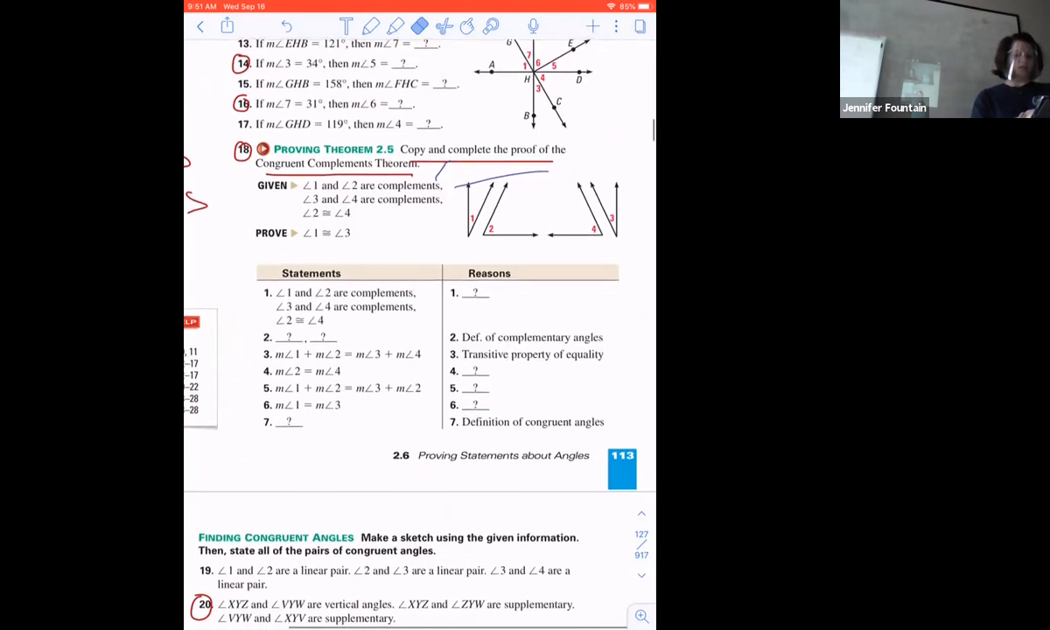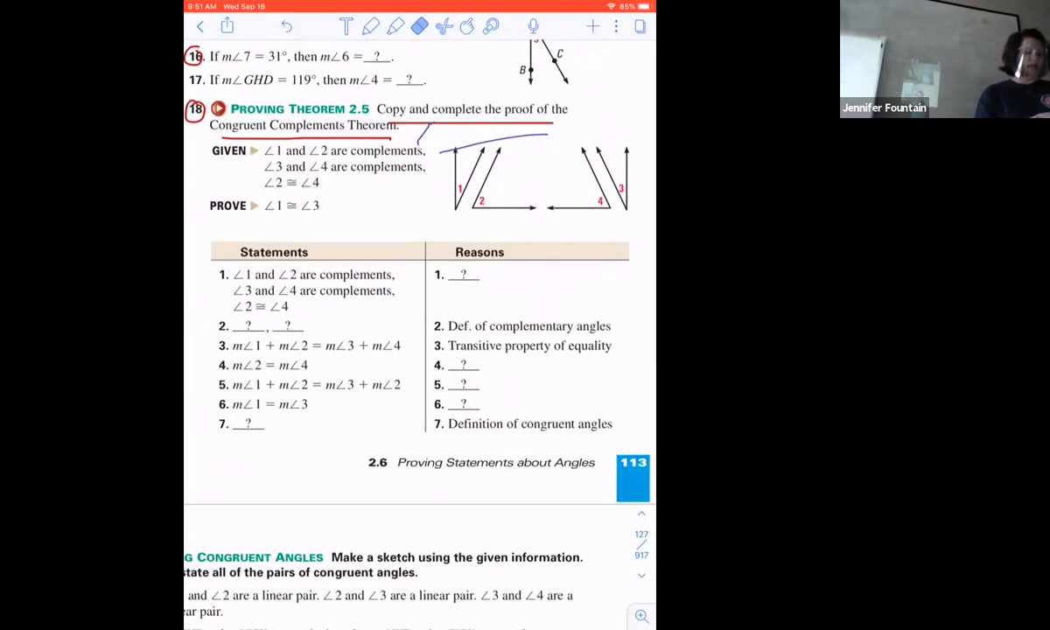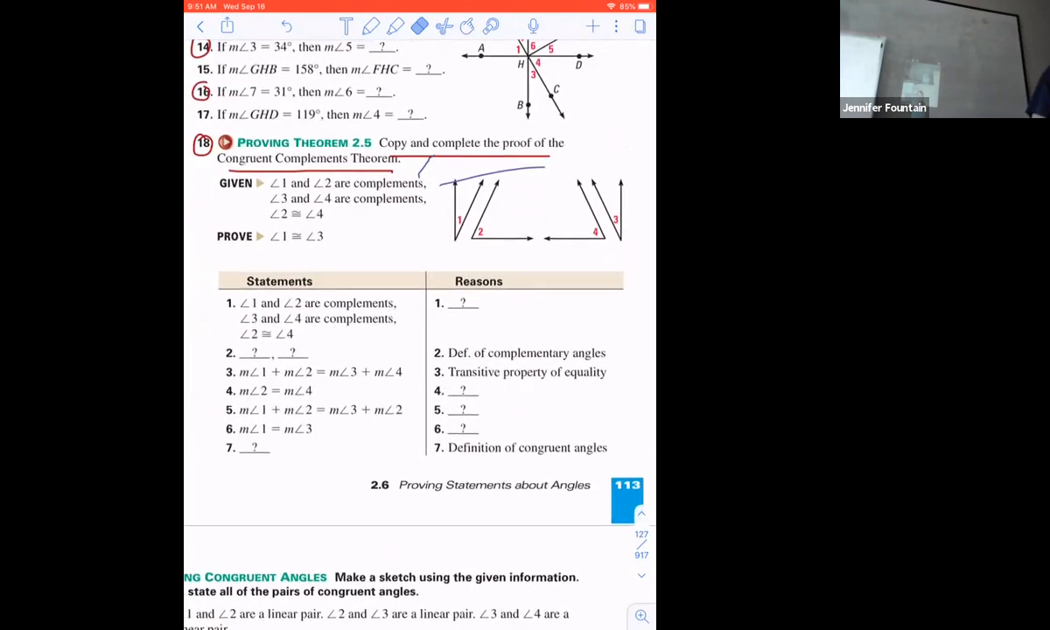So we've got our statements here, and we've got our given. Under our statement side, let's look at our statements. We have angle 1 and angle 2 are complements, angle 3 and angle 4 are complements, angle 2 is congruent to angle 4. So reason 1, what is that? Our given. Look at number 2. Number 2, based on our reasons, is the definition of complementary angles. So what do I need to have there?